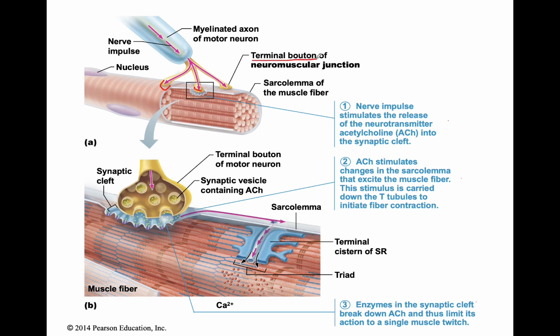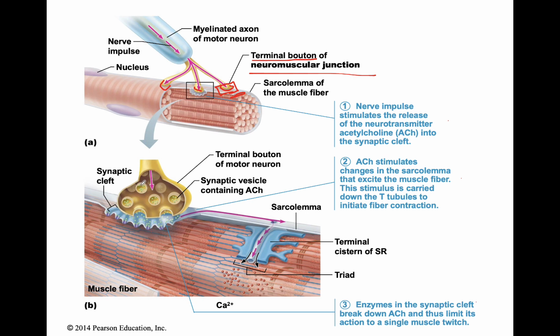That word is right here. Sits the terminal bouton on top of the sarcolemma. That thing where you have the junction of the terminal bouton on the sarcolemma is called the neuromuscular junction. Makes sense because it's the neuron and the muscle, and it's the junction between them. Let's take a closer look at the zoomed in region here. What exactly is happening to get a voltage signal to pass from the neuron to the muscle?